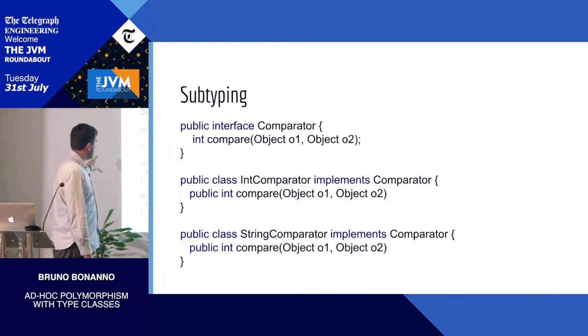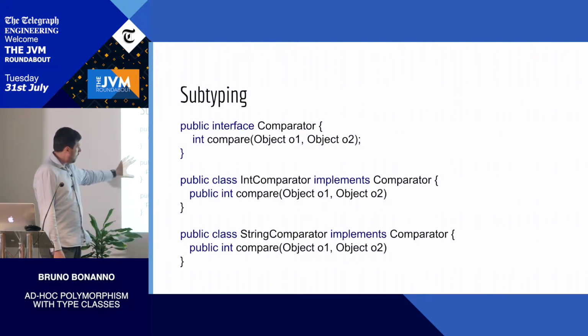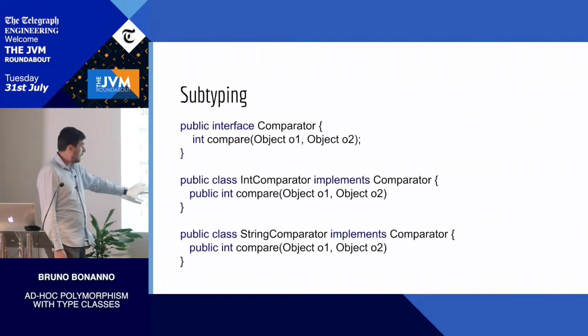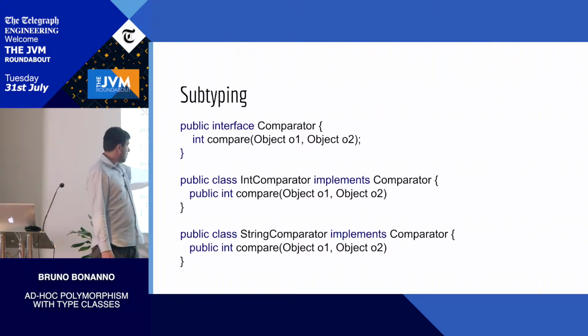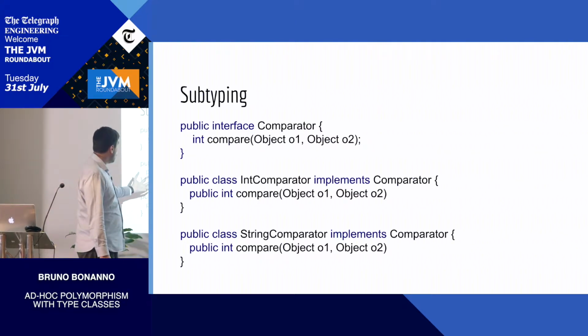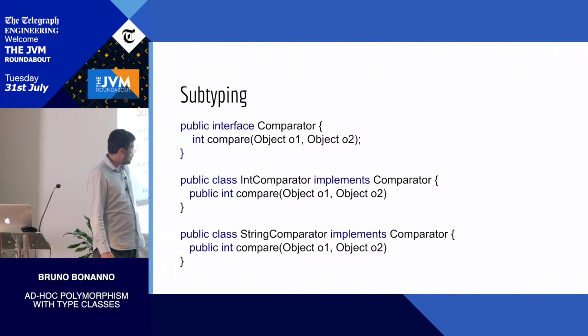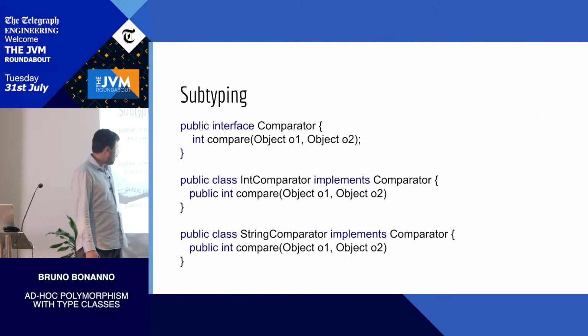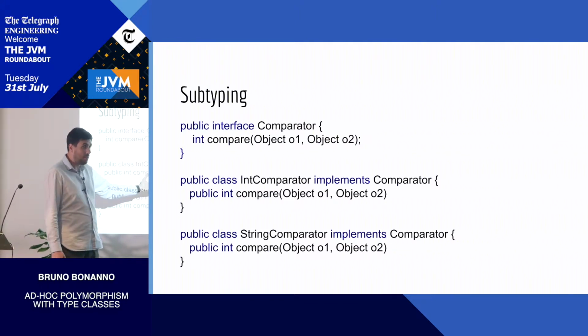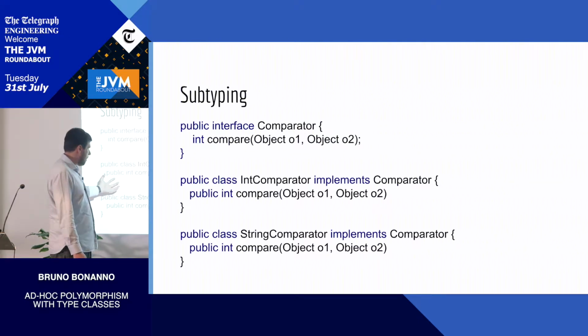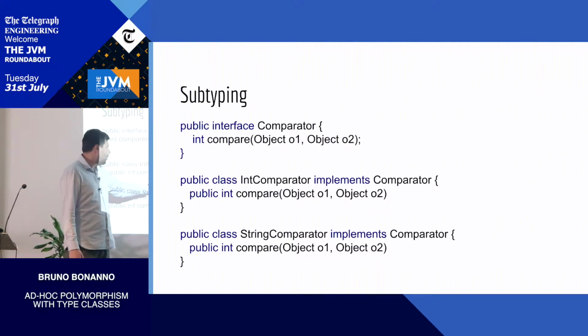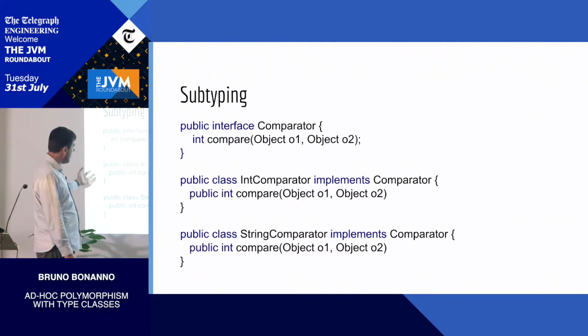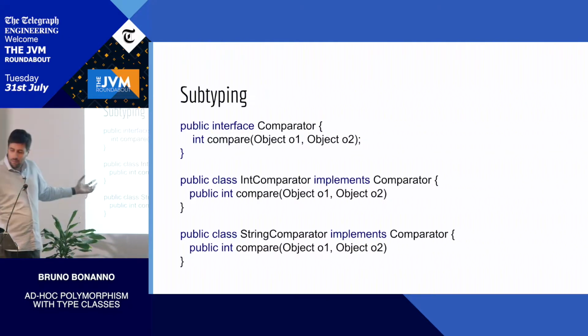Good. So yeah, we have a comparator, and we have int and string comparators, and they get objects because that's what the interface gets. So the problem here with subtyping is that we need to pick generic enough types, and it doesn't really look nice because we will have to cast in here or check if they are ints and then do something.